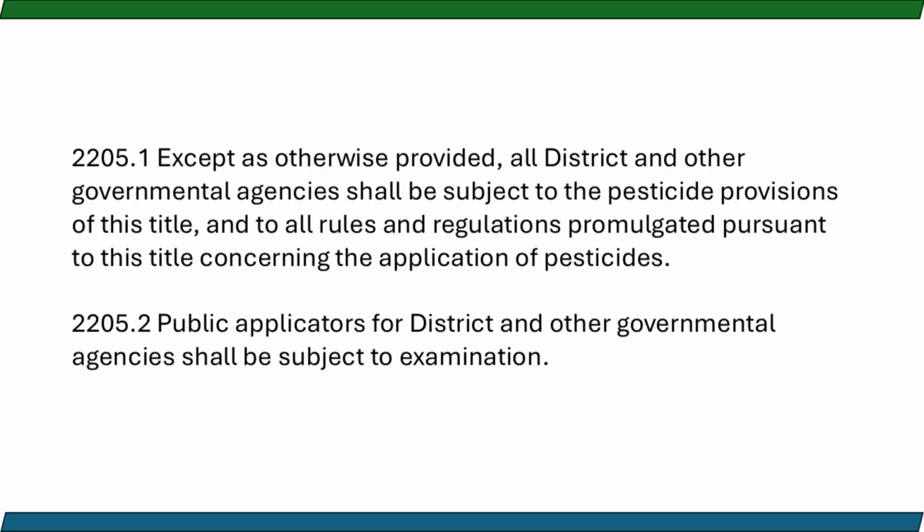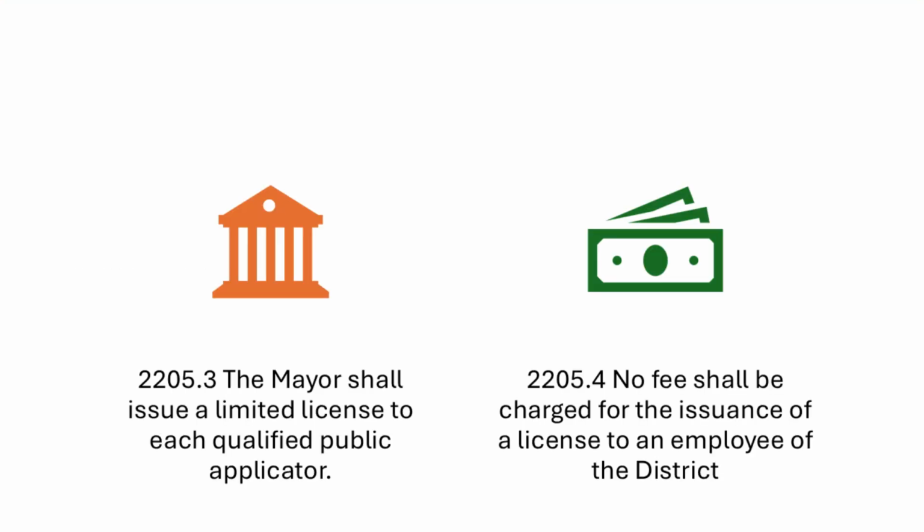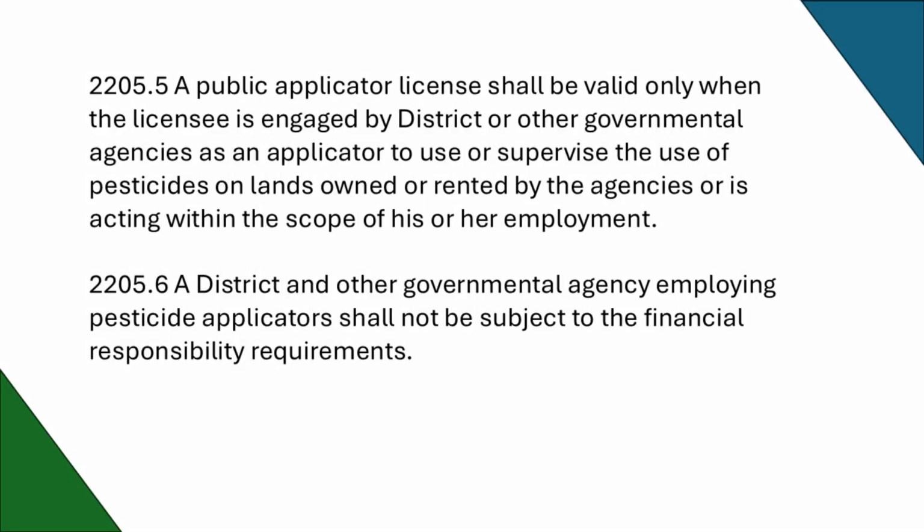2205.2, public applicators for district and other governmental agencies shall be subject to examination. 2205.3, the mayor shall issue a limited license to each qualified public applicator. 2205.4, no fee shall be charged for the issuance of a license to an employee of the district. 2205.5, a public applicator license shall be valid only when the licensee is engaged by district or other governmental agencies as an applicator to use or supervise the use of pesticides on lands owned or rented by the agencies, or is acting within the scope of his or her employment.